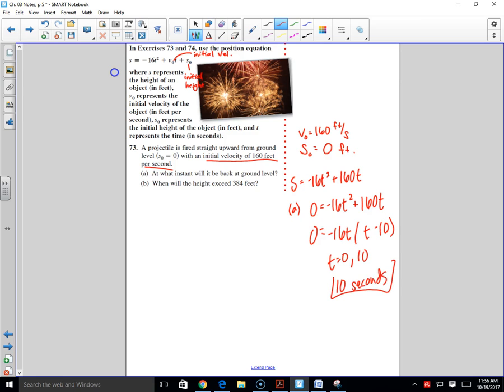Does this remind you guys of that football one from a few sections ago, like last chapter, the football punt? And it hit the ground when you had to make the position equal to 0?